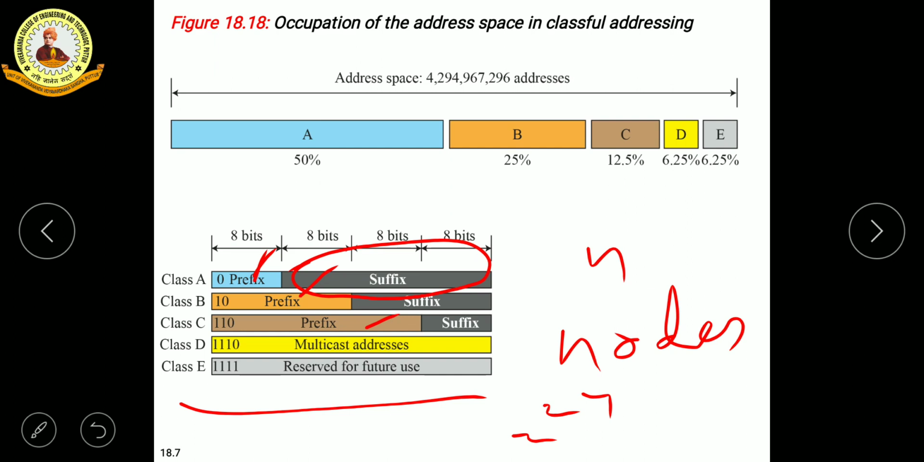Class D is not divided into prefix and suffix. It is used for multicast addresses. I have told you there are 3 types of addresses, that is unicast, multicast and broadcast addresses. Class D addresses are usually reserved for multicast addresses. Then all the addresses that start with 1111 in binary belong to class E. As in class D, class E is not divided into prefix and suffix and is used for reserve purposes.